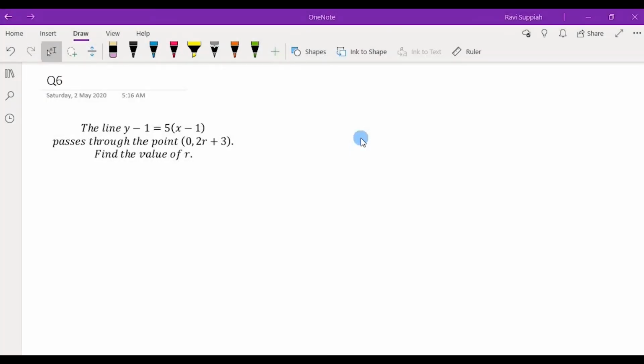In this question, we are given the equation of the line y minus 1 equals 5x minus 1. Let me rewrite it here: y minus 1 equals 5x minus 1. It passes through the point (0, 2r plus 3). Find the value of r. Alright, so how do we go about doing this?